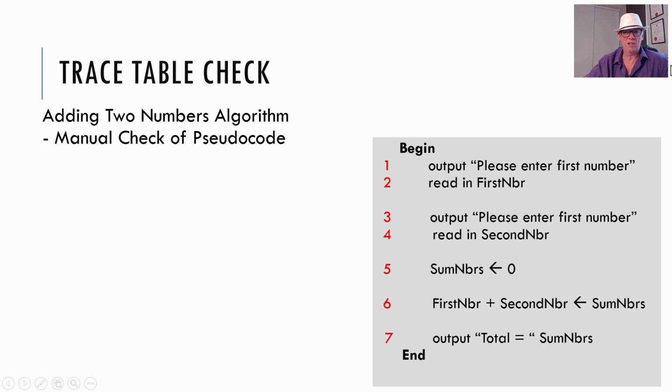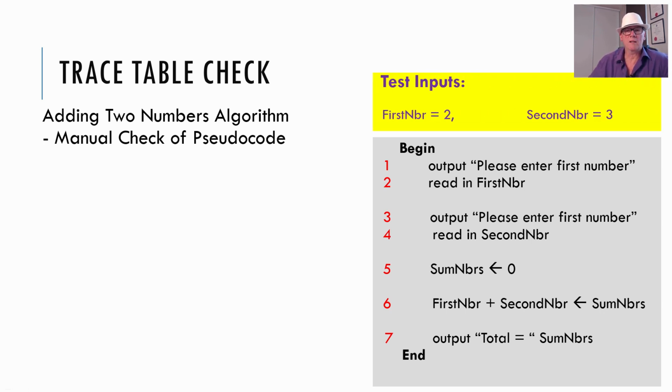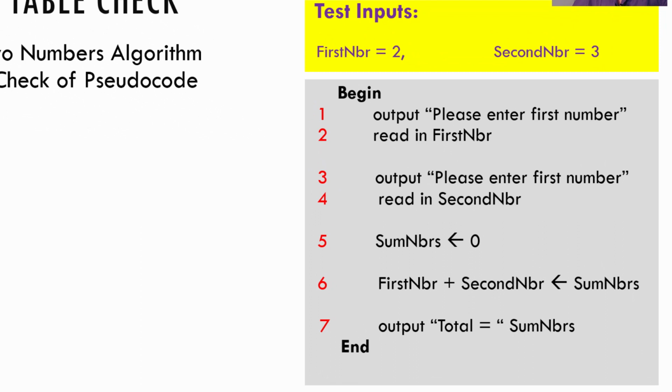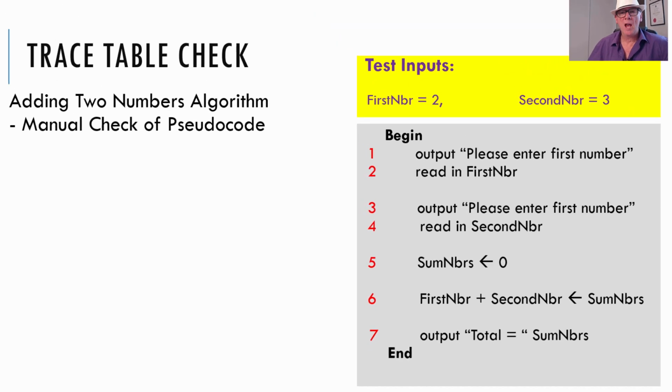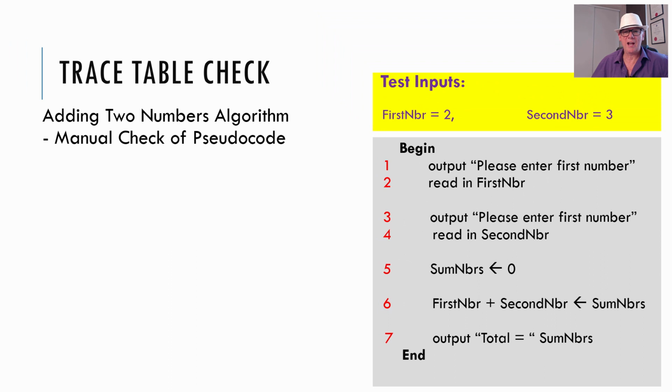Now you can manually check that one using one of these trace tables. First you need some test inputs, so you've got to decide on some input numbers to use. Or maybe an exam question has told you to use the values of 2 and 3, which we've got there, and we know they're easy ones. So if it's adding two numbers, 2 plus 3, the final output should be 5 when we desk check and work through this algorithm.